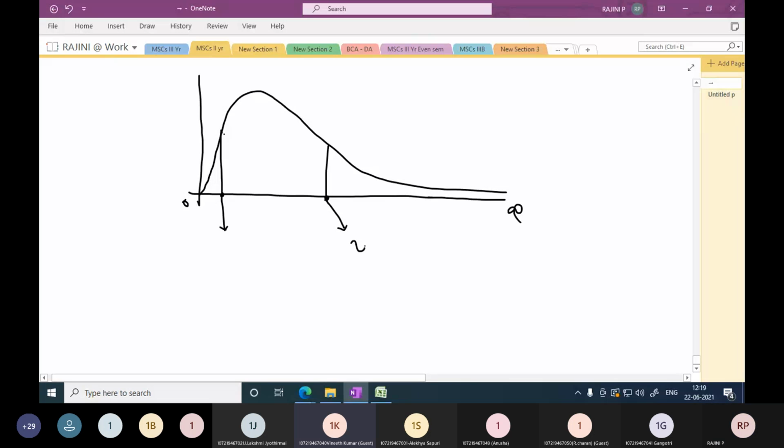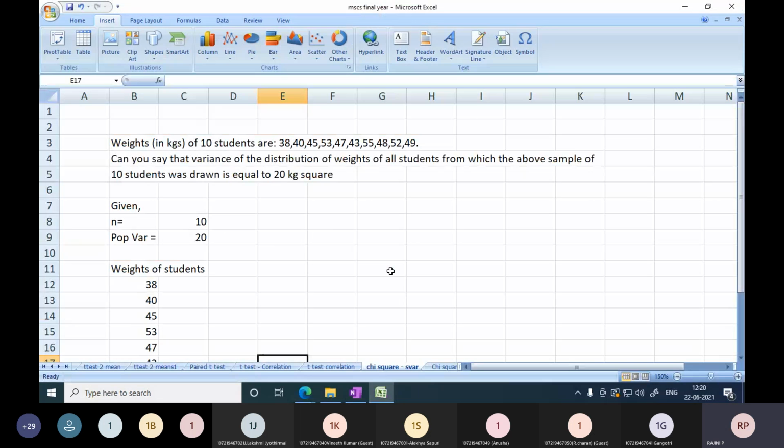Chi-square 1 minus alpha by 2, comma degrees of freedom, right? And here it is alpha by 2, comma degrees of freedom. Left side, remember: on the left side it is 1 minus alpha by 2 and on the right side it is alpha by 2. So based on this you need to do the calculation. Now go to the calculation part. Here you just go for the procedure.